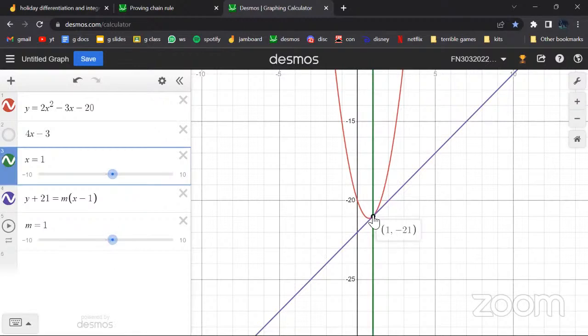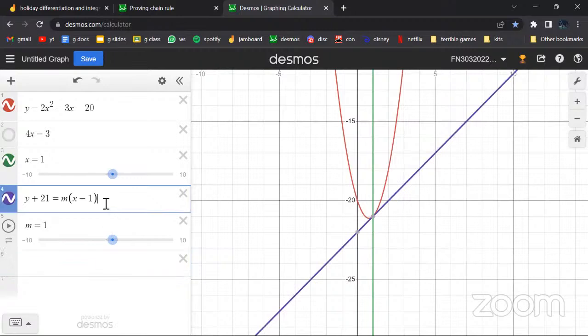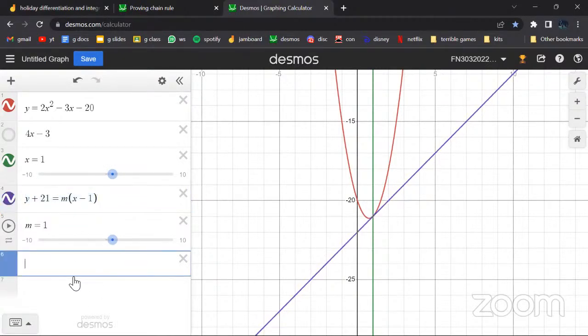Then make another line. Let the gradient be n. y plus 21 equals n x minus 1. Yeah, make it n though. You need the gradient to be different. Just copy paste quickly. Make the m to n so that you can vary it.